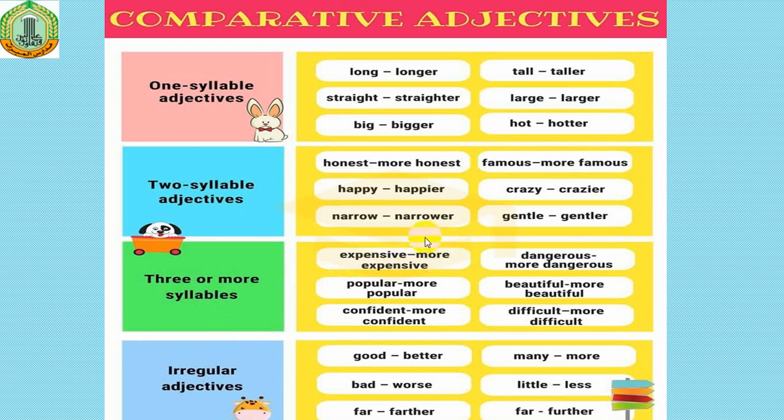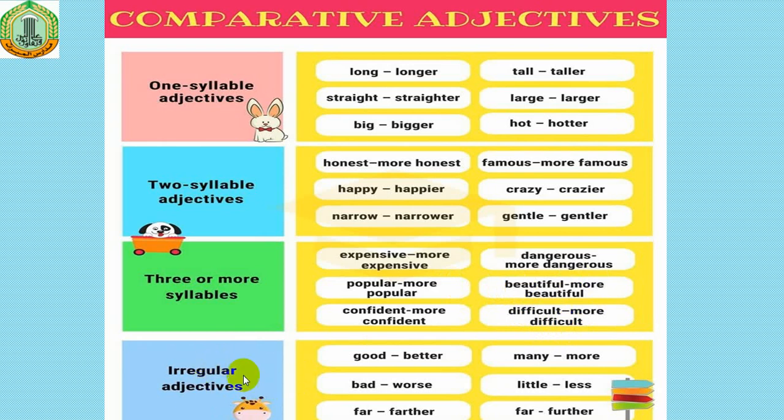If I have 3 or more syllables, I just add more to the adjective. For example, expensive, 3 syllables. Popular, confident, dangerous, beautiful, difficult. I have here 3 syllable adjectives. I add more to the adjective and leave the adjective as is to form the comparative adjectives. Example, expensive becomes more expensive, beautiful more beautiful, difficult more difficult.